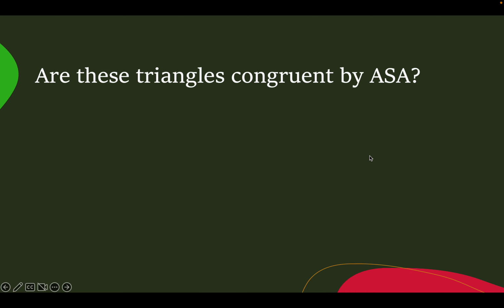Let's try it out. Let's see if you can spot the triangles that you can prove congruent by ASA. Now remember, if it shows a side, side, side, that doesn't count. We need ASA ones. I want you to show me that you can do ASA ones. Let's give it a shot. Are these triangles congruent by ASA? Yes, they are.